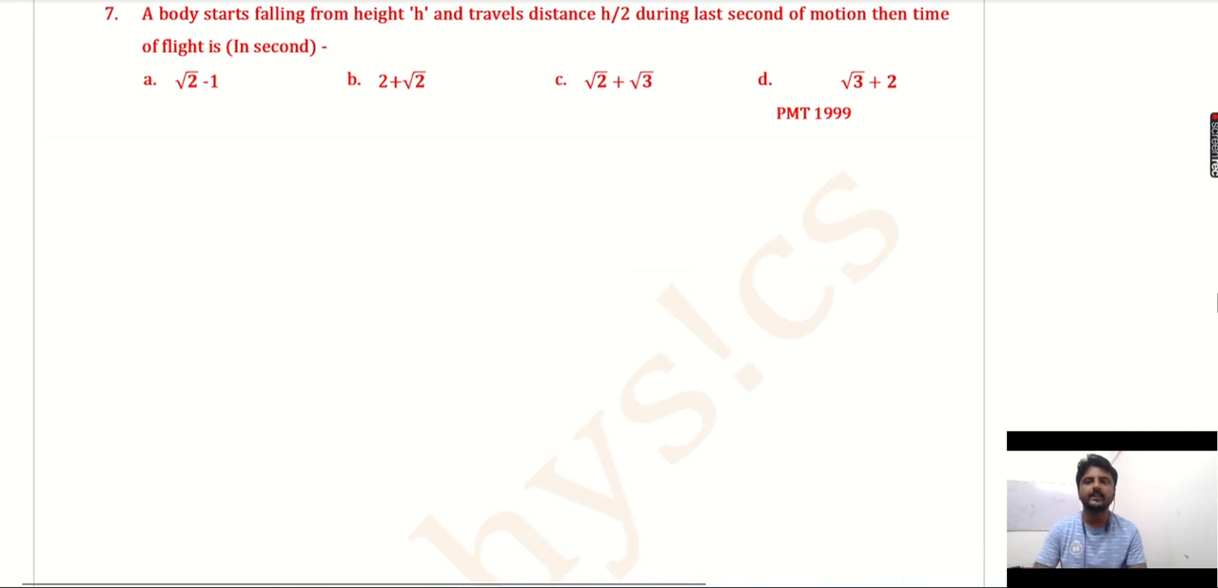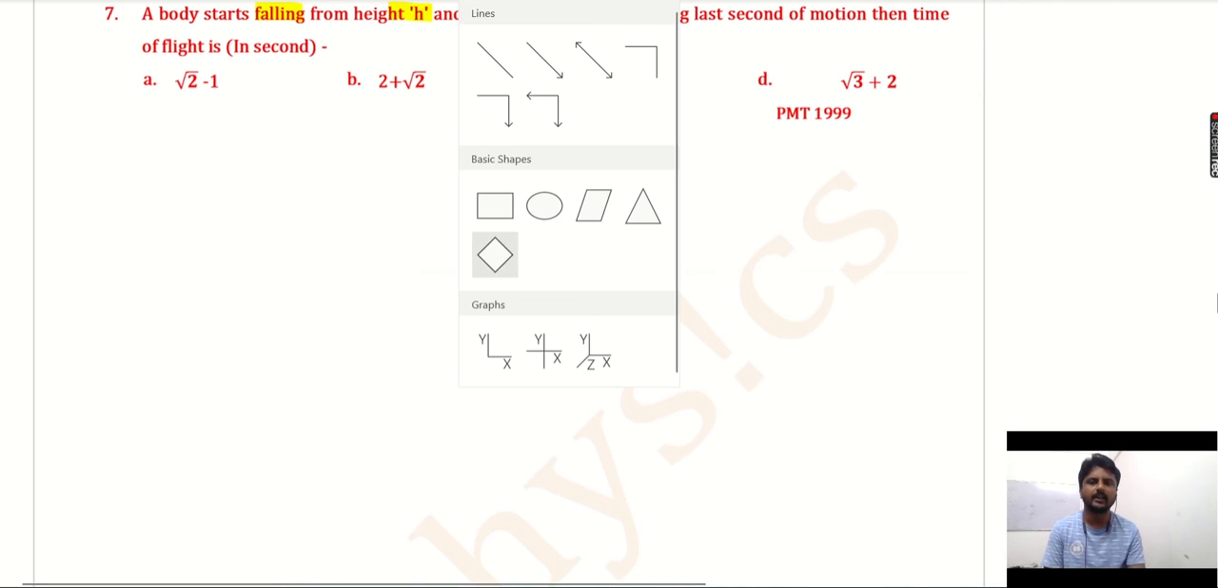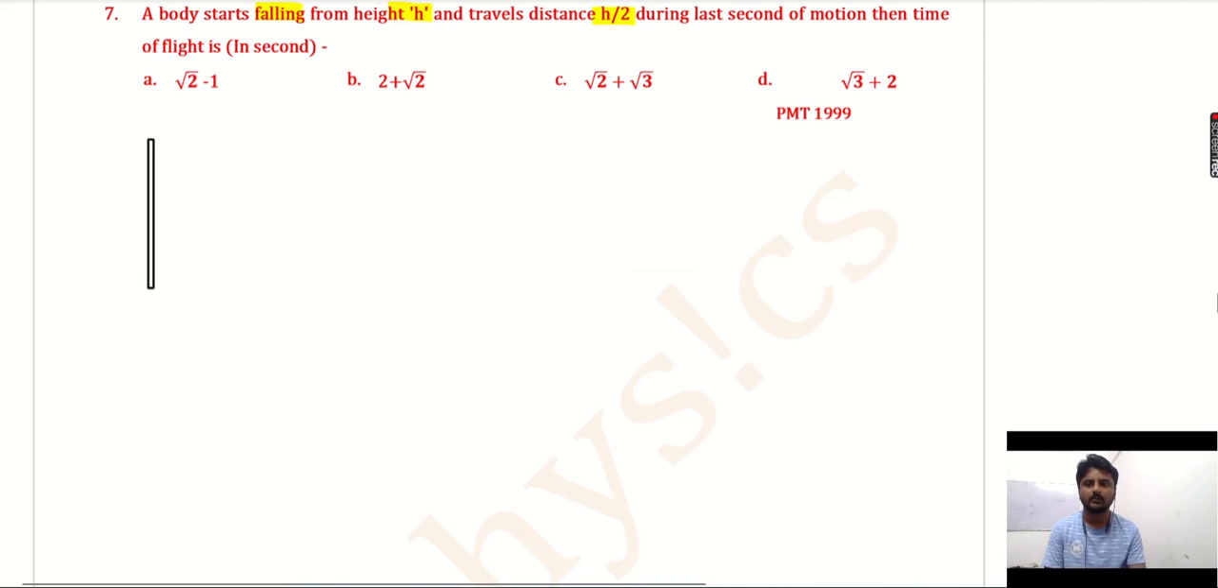Okay, moving toward the next question. Number 7, it is given that a body starts falling from the height h and travels h by 2 during the last second of motion, then the time of flight is. Okay, again it is an easy one, but it requires a lot of practice to solve such type of question.